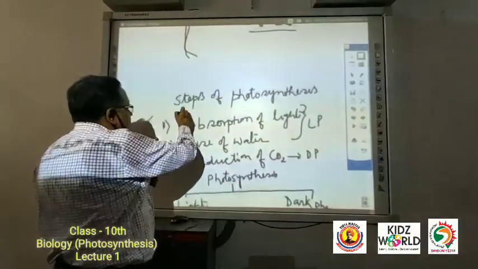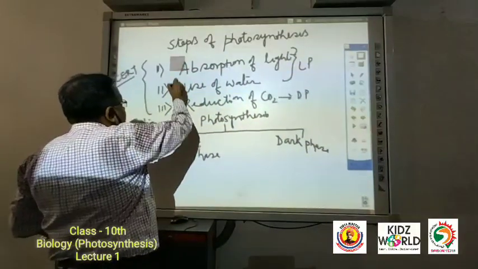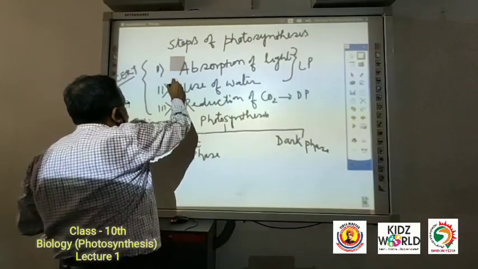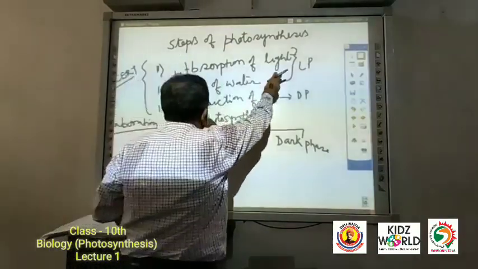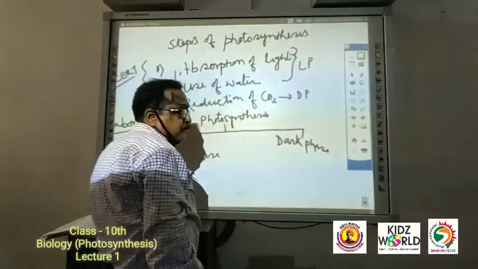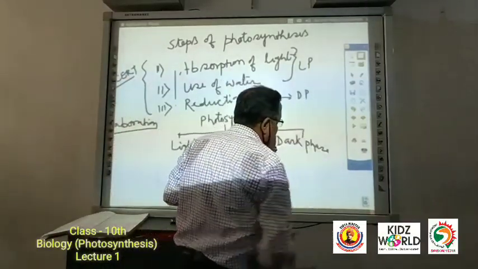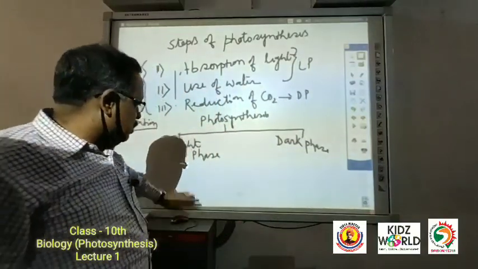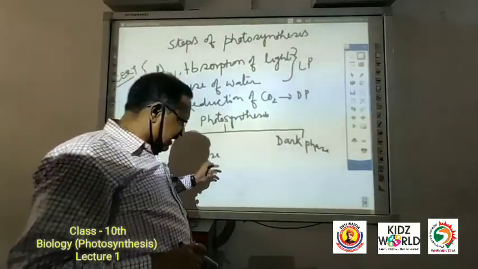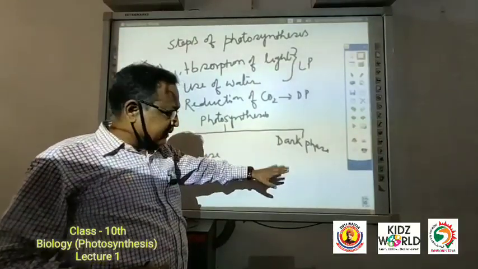These first and second steps, absorption of light and use of water, come under the light phase, and the reduction of carbon dioxide is under the dark phase. So in the next class we will see what happens in the light phase and what happens in the dark phase.